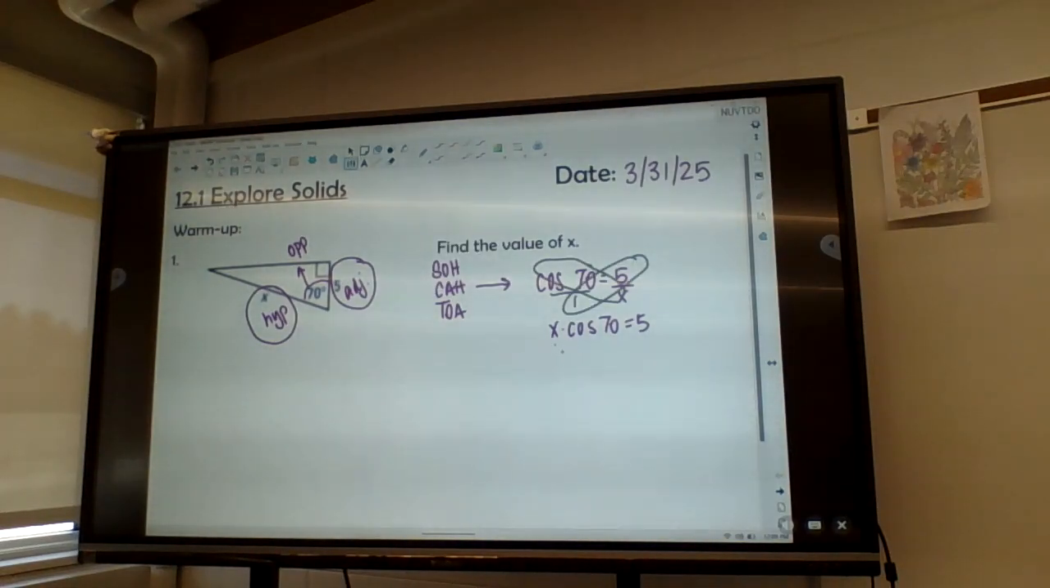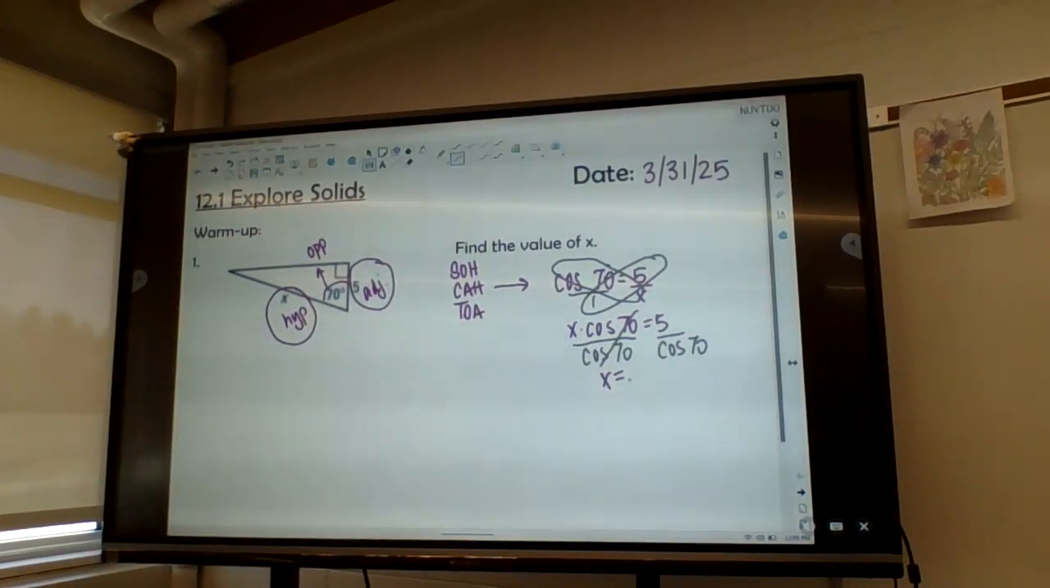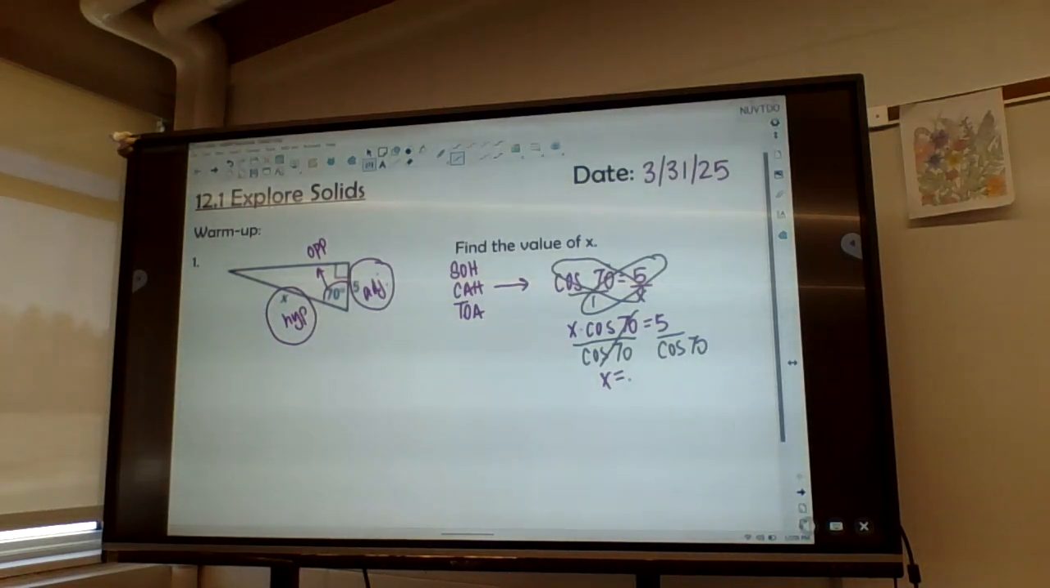And then in order to solve that, I'm going to divide by the cosine of 70. And I'm looking for that hypotenuse, so I know it's going to be longer than 5. So just making sure that my answer turns out the way I'm anticipating. I got like 14.6 for my x value, and that seems to make sense based off the drawing that I see.